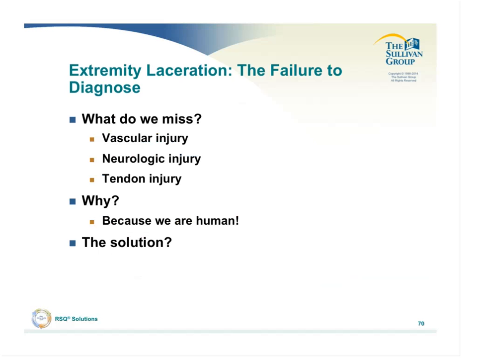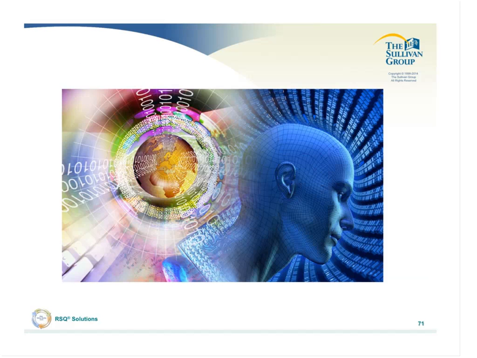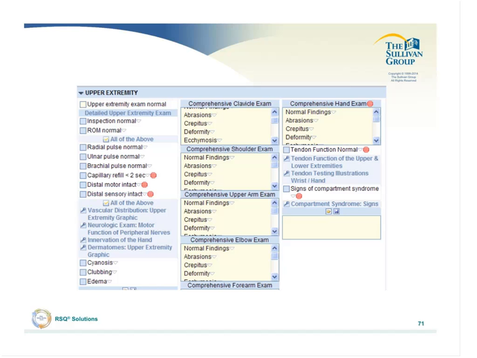What do we miss? Vascular injury, neurologic injury, tendon injury. Why do we miss that? Because we're human. What's the solution? We're going to put the human mind together with information technology, and we're going to solve this. Now, this looks really busy, I know, but remember the issue was vascular, neuro, and tendon. Vascular, neuro, and tendon. So here's vascular, neuro here.